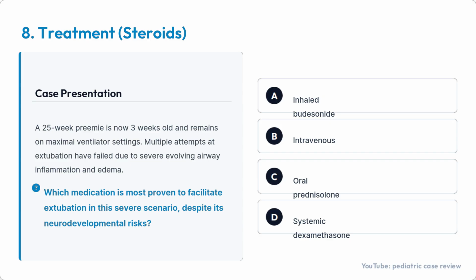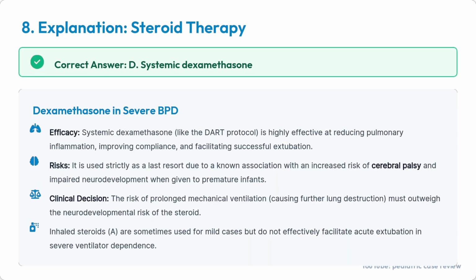Which medication is most proven to facilitate extubation in this severe scenario, despite its neurodevelopmental risks? Option A, inhaled budesonide. Option B, intravenous hydrocortisone. Option C, oral prednisolone. Option D, systemic dexamethasone. The correct answer is option D, systemic dexamethasone.